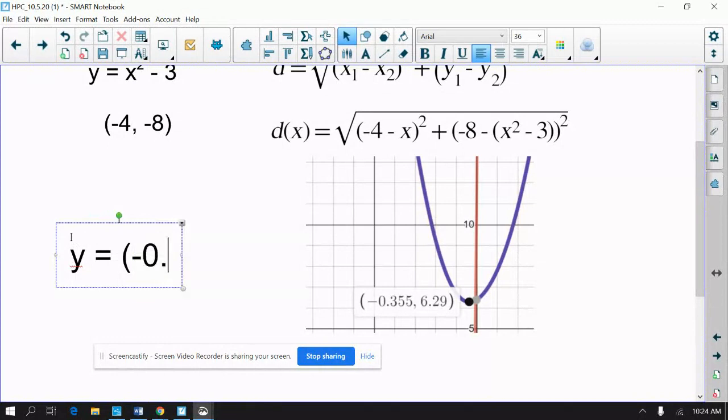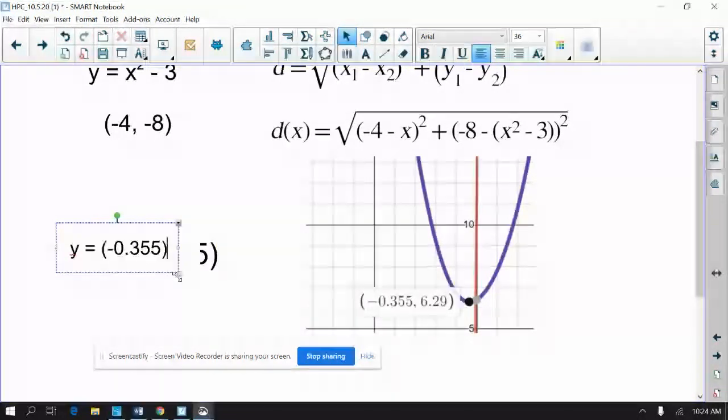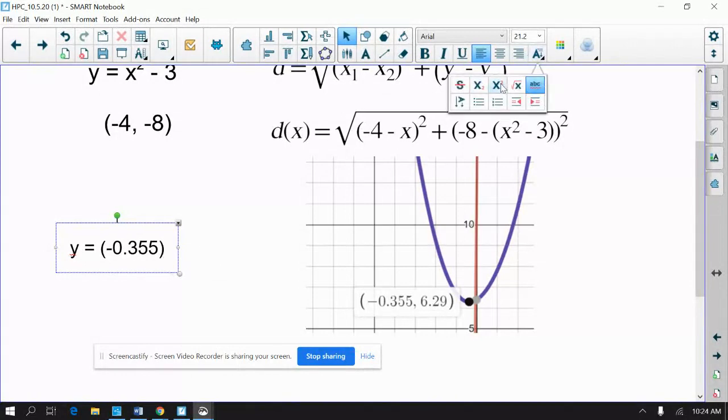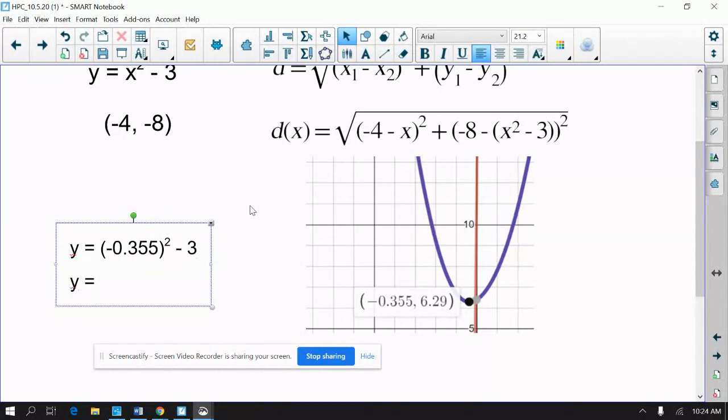Negative 0.355, that's being squared. And then minus 3. Go to my calculator. 0.355. If I square that, I get a positive. And then if you subtract 3, you get negative 2.8. Whoops, 2.87. So the correct answer is negative 0.355, comma, negative 2.87.